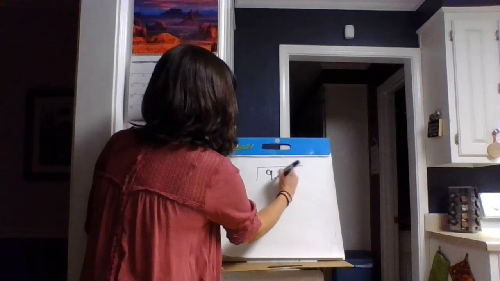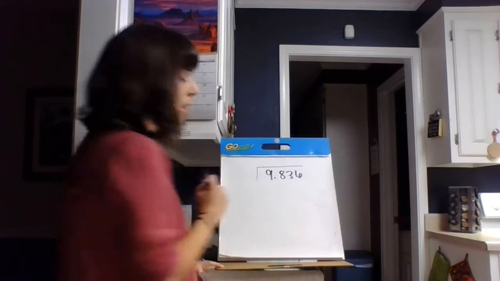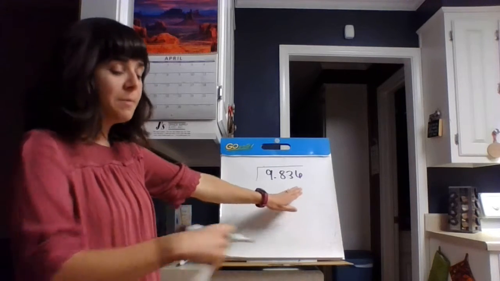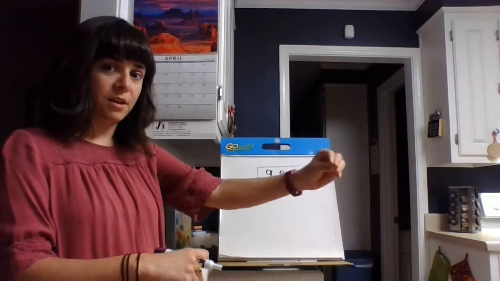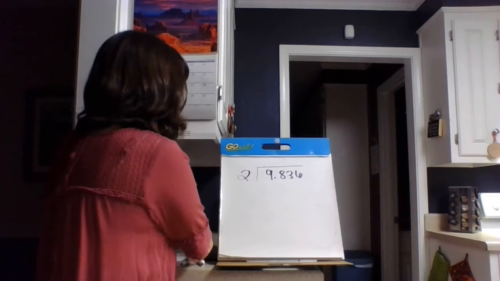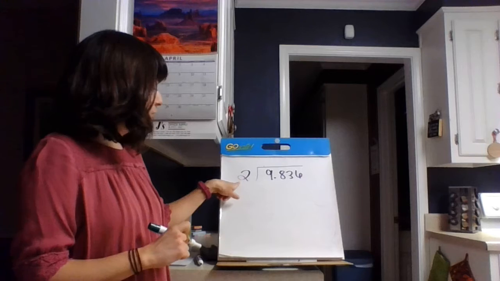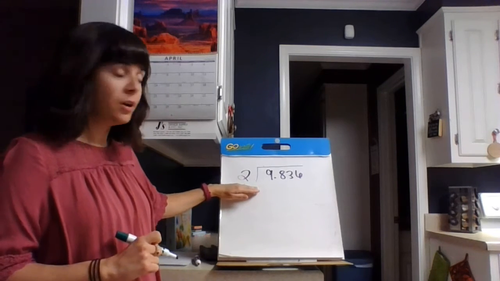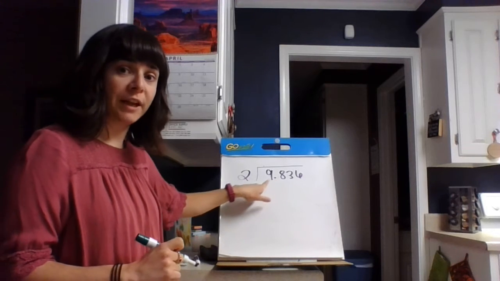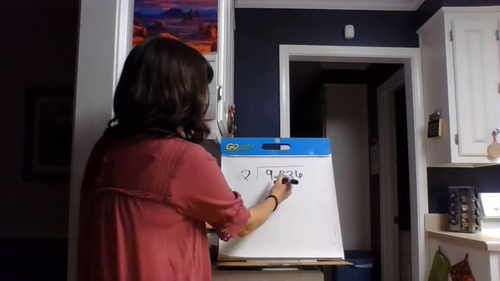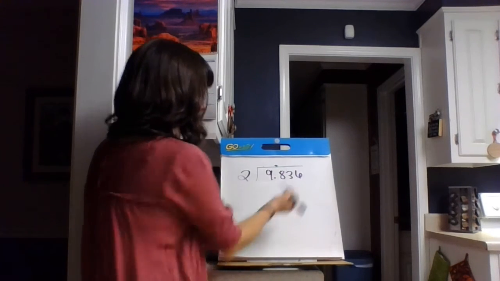So 9 and 836 thousandths is my dividend, not because it's bigger necessarily. You can have a smaller number as your dividend, but because it's listed first in the expression, I'm dividing that by 2. Remember, when I divide with decimals, I just need a happy whole number divisor. So if I already have a whole number, I don't need to move this decimal left or right. I don't need to multiply or divide by a power of 10.